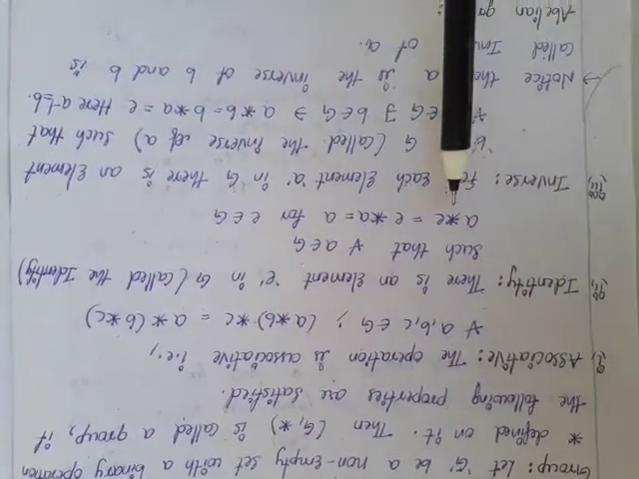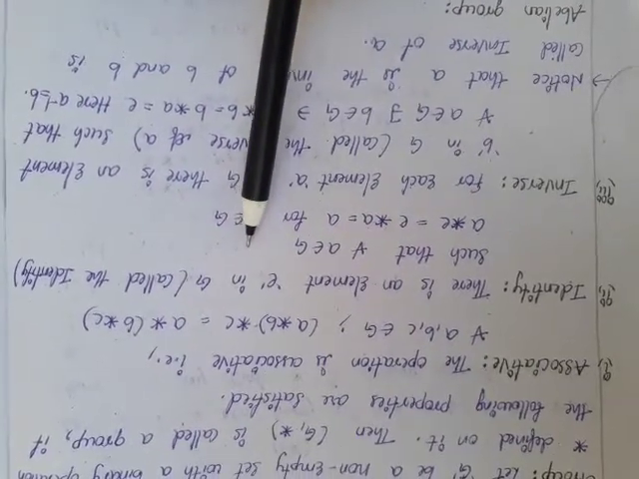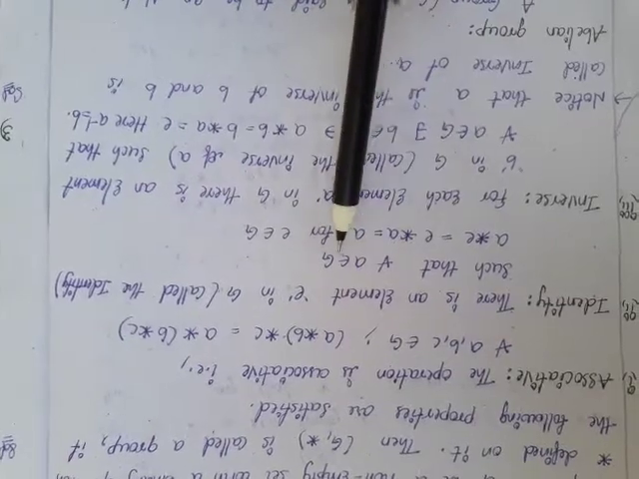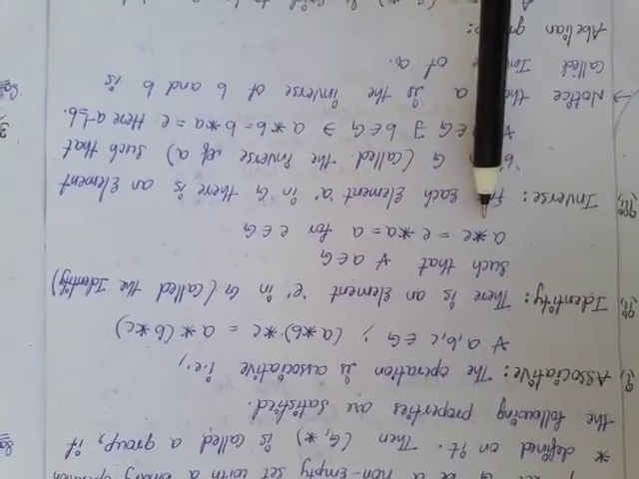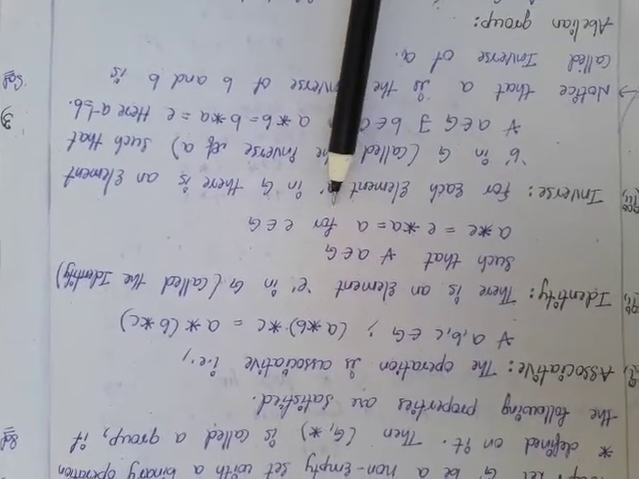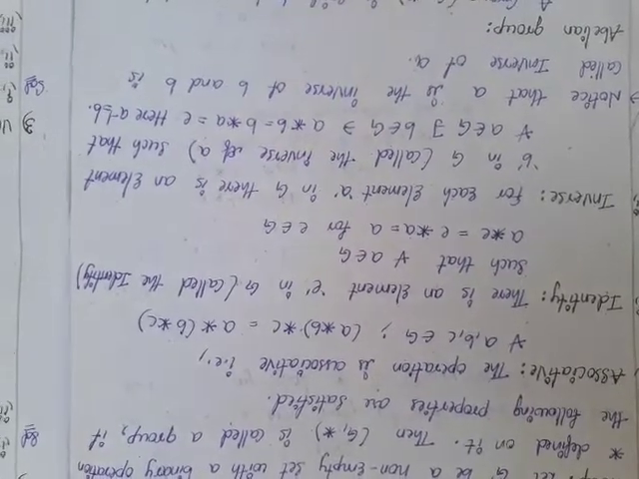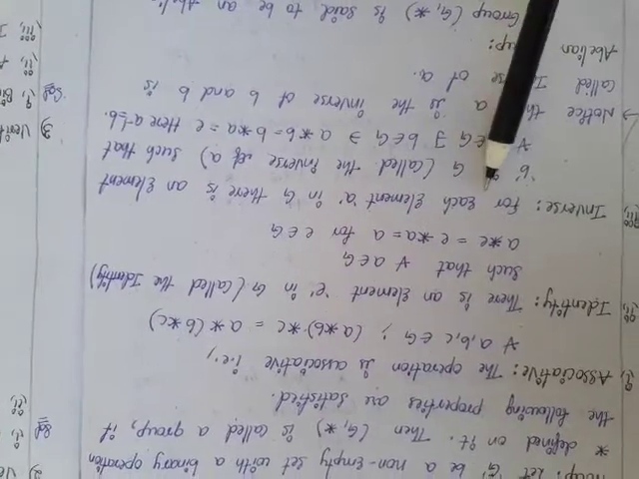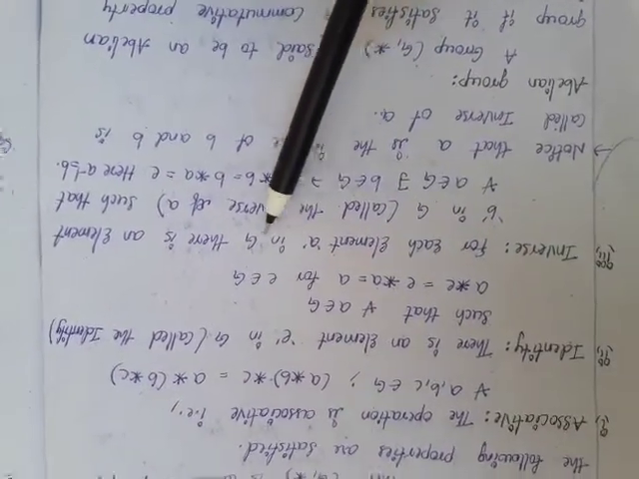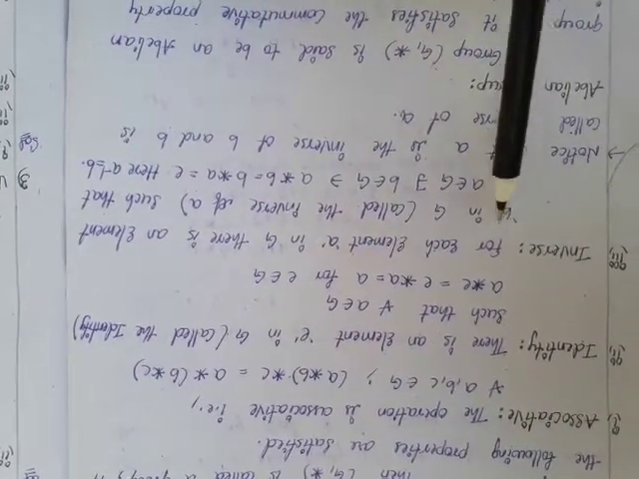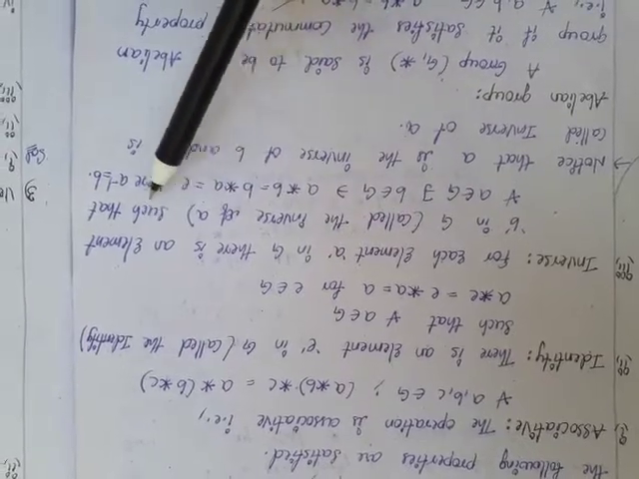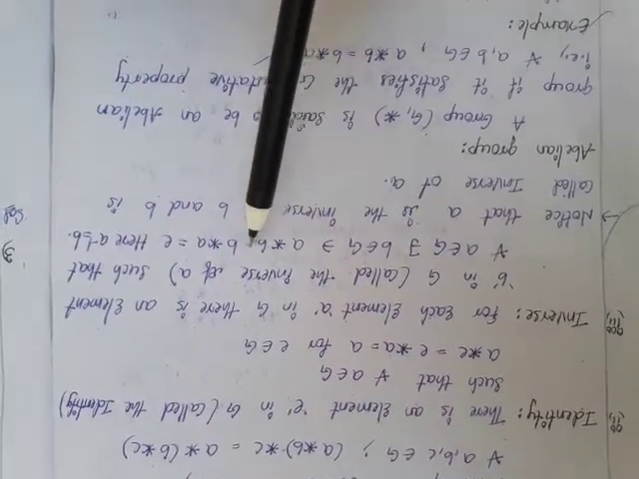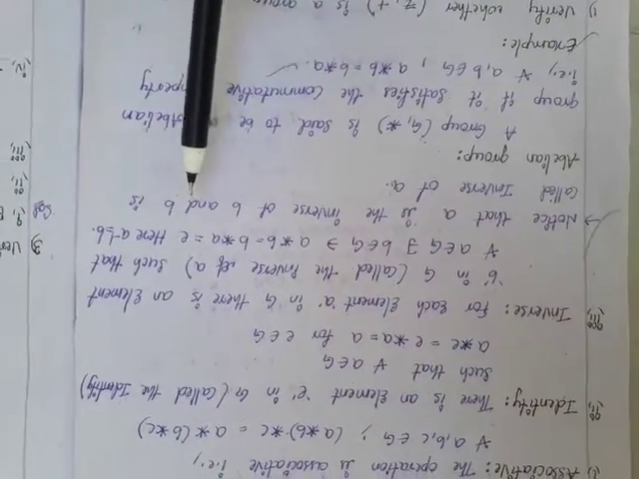What is the identity? There is an element small e belonging to capital G such that for all a belonging to G, a star e equals e star a equals a. So what is the inverse property? For each element a in capital G, there is an element b in capital G called the inverse of a, such that a star b equals b star a equals e.